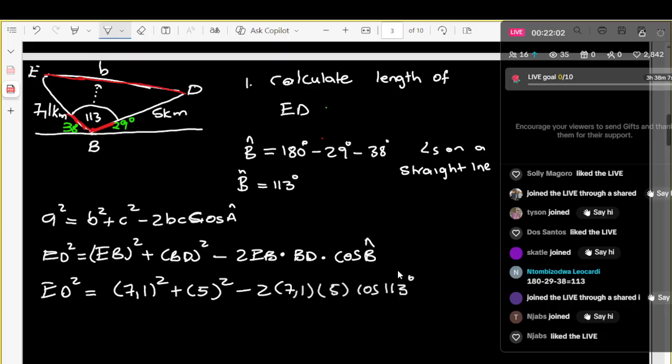So we can say that ED squared is equal to, you just have to punch everything there on the calculator and see what you get. When you put that on the calculator, whatever you get, you're going to square root both sides.